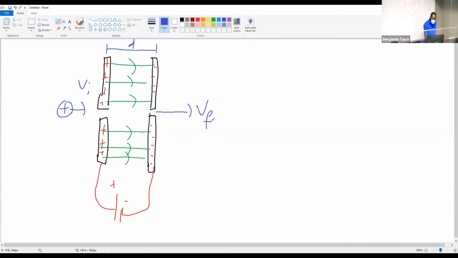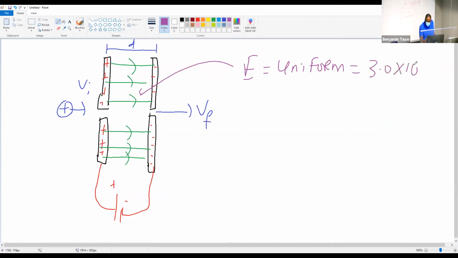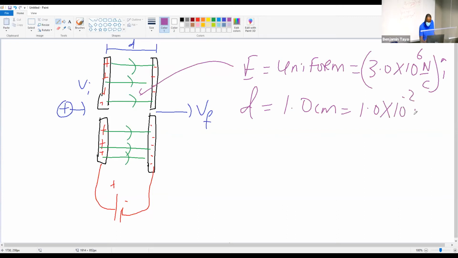So in between these two plates, there is an electric field. And we're going to say that this electric field is uniform and has a value of, let's just say, 3.0 times 10 to the power 6 newtons per coulomb, pointing in the i-hat direction. And let's suppose that the distance between those two plates is equal to 1.0 centimeters, which is 1.0 times 10 to the negative 2 meters.